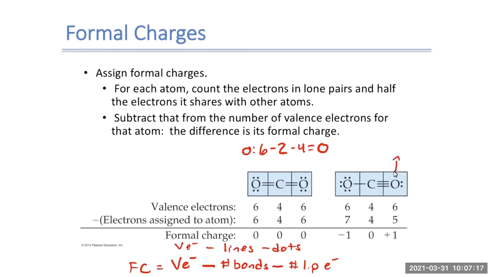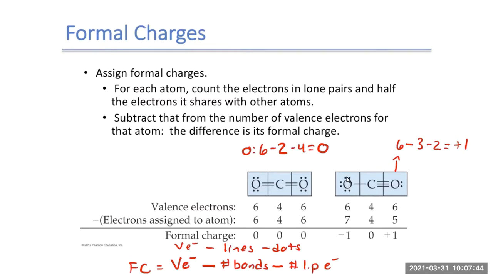We can even do it for something like this oxygen here. For that oxygen, we have 6 valence electrons minus 1, 2, 3 lines minus 2 dots, 1, 2. So 6 minus 3 minus 2 gives me a formal charge of plus 1. So that's saying this oxygen is somewhat electron deficient since it has a formal charge of plus 1.